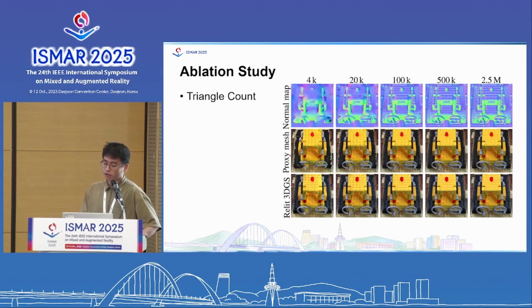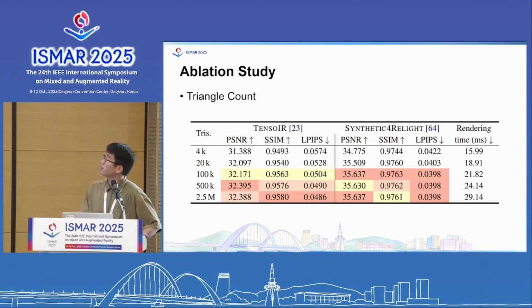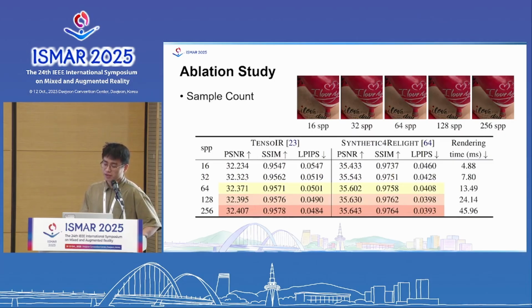We analyze the impact of triangle counts of proxy meshes on the relighting performance. We can see that extremely low triangle counts lead to poor relighting results. But the improvement is marginal when the triangle count is high enough, and more triangle counts consume more time to render. We also investigate the influence of the sample counts on relighting performance. We can see that increasing SPP can improve the relighting quality, but the rendering time also increases. Since the improvement from 128 SPP to 256 SPP is marginal, we use 128 SPP in our previous experiments.